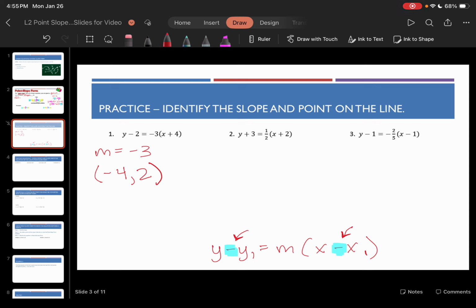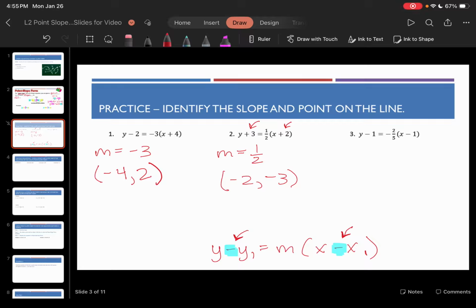So my slope is negative 3 and the point is negative 4 comma 2. Number 2, the slope in front of that parentheses there, that's that 1/2. And then the point, remember, be mindful of the signs. So the x is over with the x, but what did I plug in? X minus what gives me x plus 2? So it's x minus negative 2. And then over here, y minus what simplifies to this? So it's y minus negative 3.